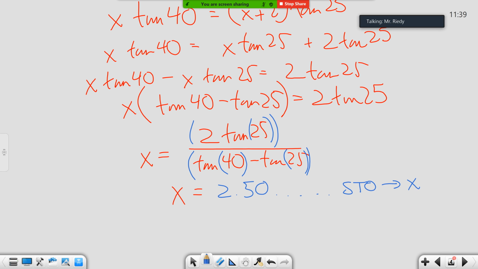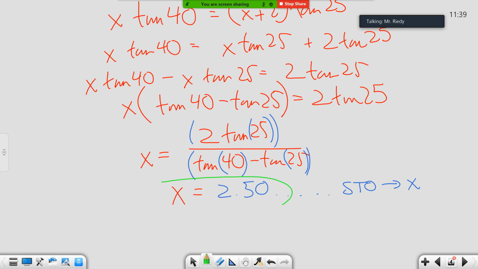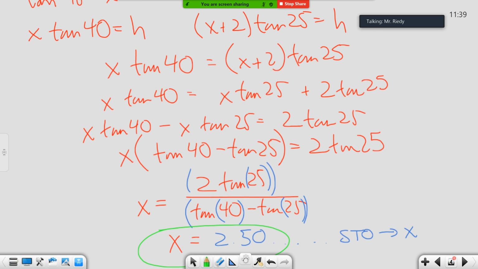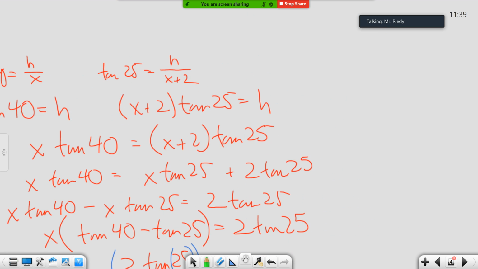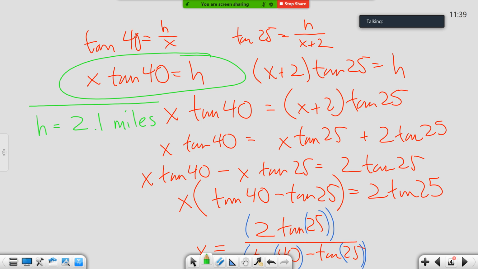Questions so far? Okay, still haven't found h. How do we find h? We take this number right here and we bring it back up to this guy. Whoa, my bad. This guy. And so on my calculator, since I stored that big hairy number into x, I can just do x times the tangent of 40, and I get h being 2.1 miles. 2.0999 whatever, which rounds to 2.1 miles.